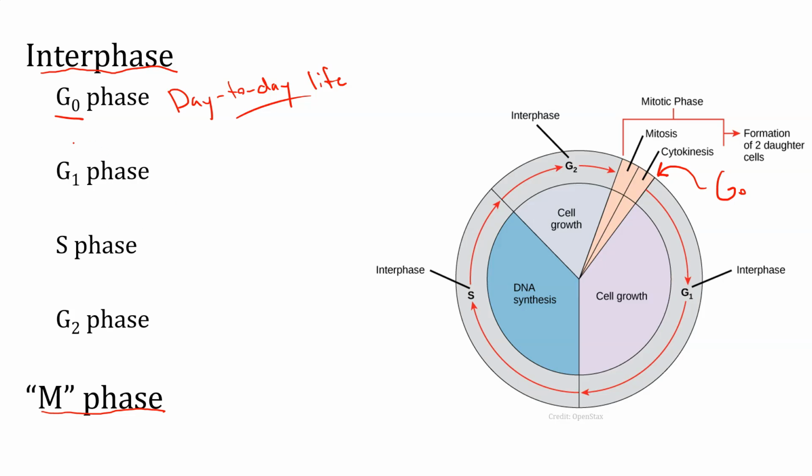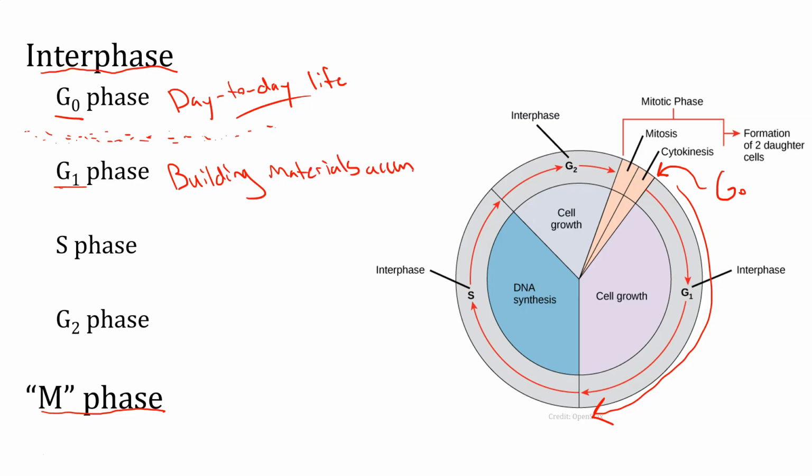Now, if a cell has then decided it's going to divide, then there's some preparation that must be carried out. The first is the G1 phase, so that would be the phase that we're seeing here in this cell cycle. And in the G1 phase, basically what's happening is that building materials are accumulating. Accumulating, I'll just abbreviate it here. And one of the principal building materials required here is ATP.